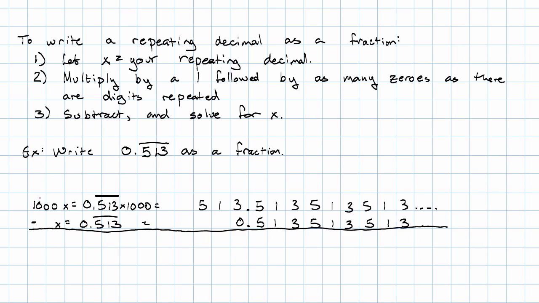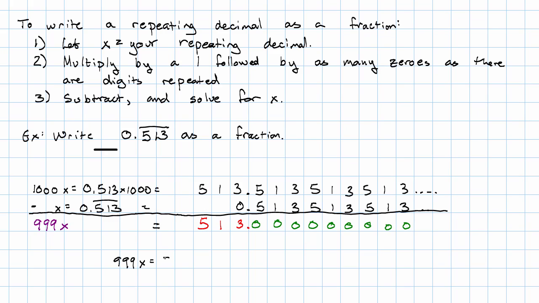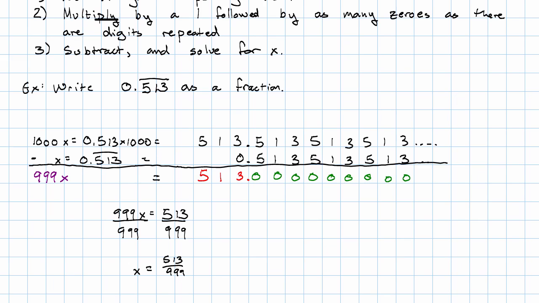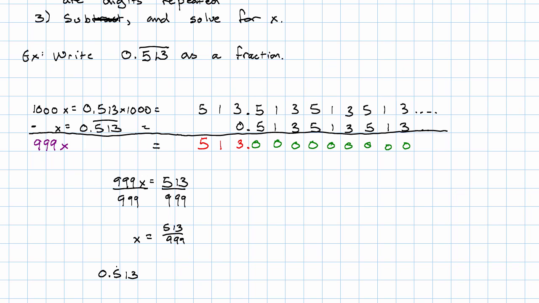Now it says subtract. 1000x minus x is 999x, and that equals, well, 0, 0, 0, 0, 0, 0, 0, 0, 0, 0, and then 3 minus 0 is 3, 1 minus nothing is 1, 5 minus nothing is 5. That gives me the equation 999x equals 513. Divide both sides by 999, and I get x is 513 over 999. In other words, 0.513, pattern repeats, is 513 over 999.